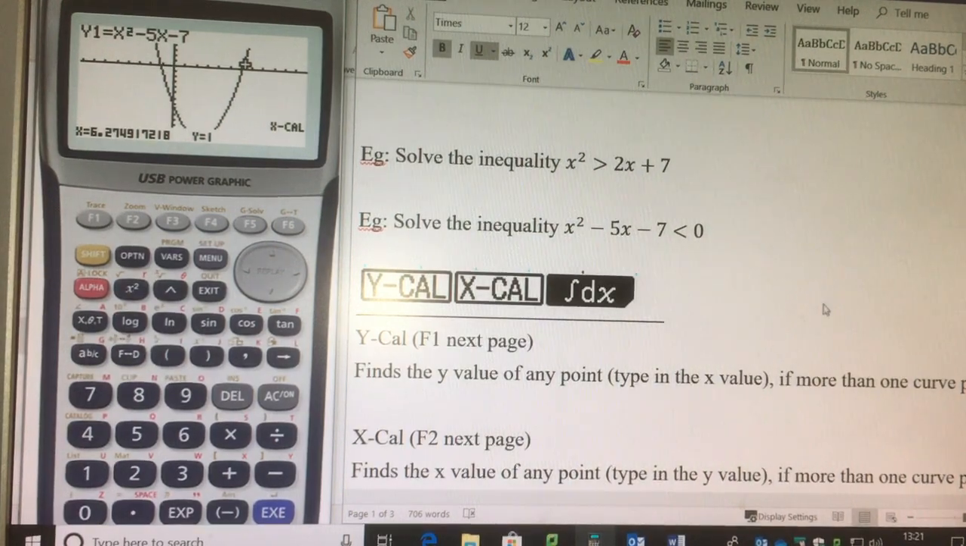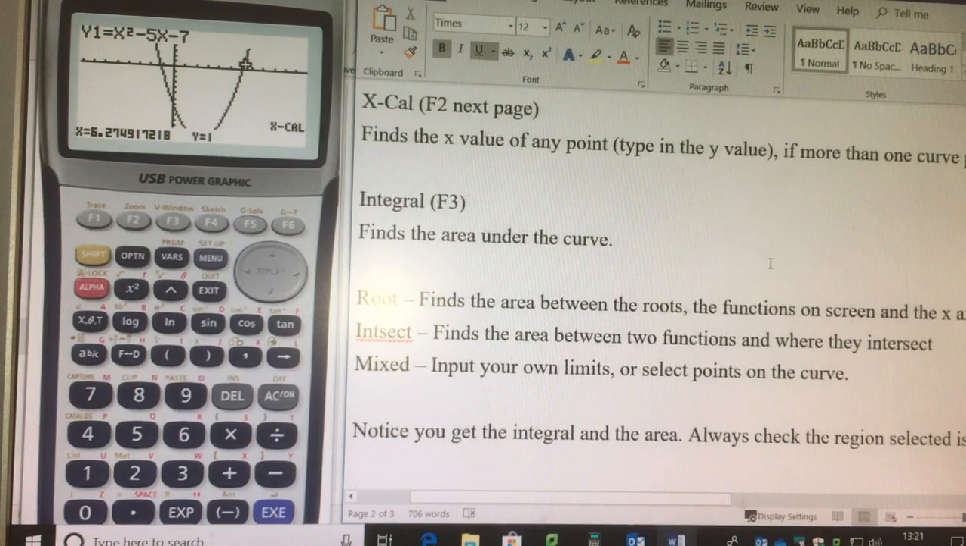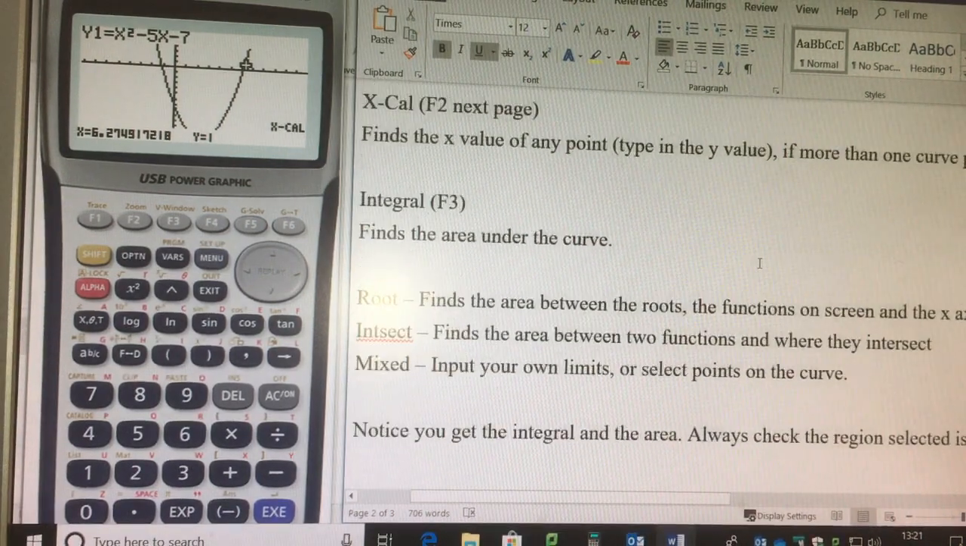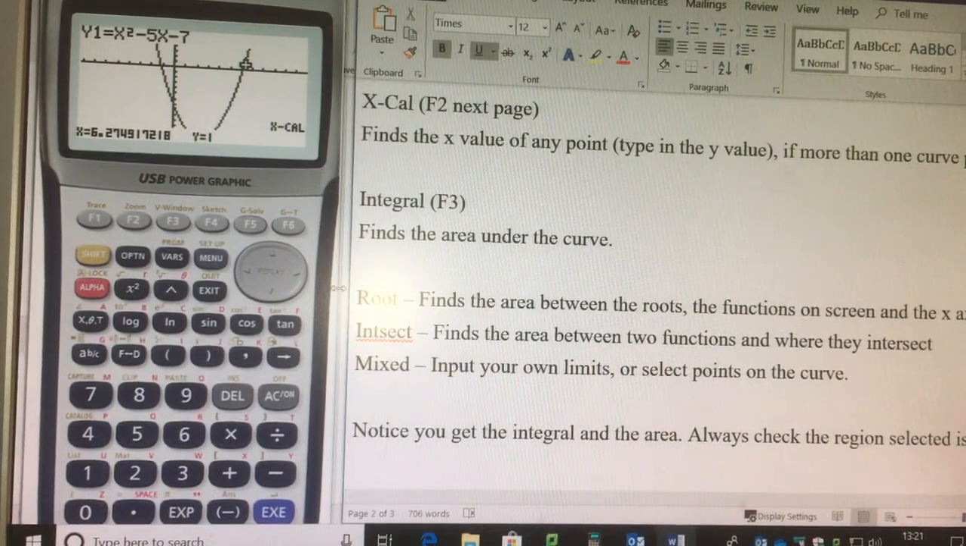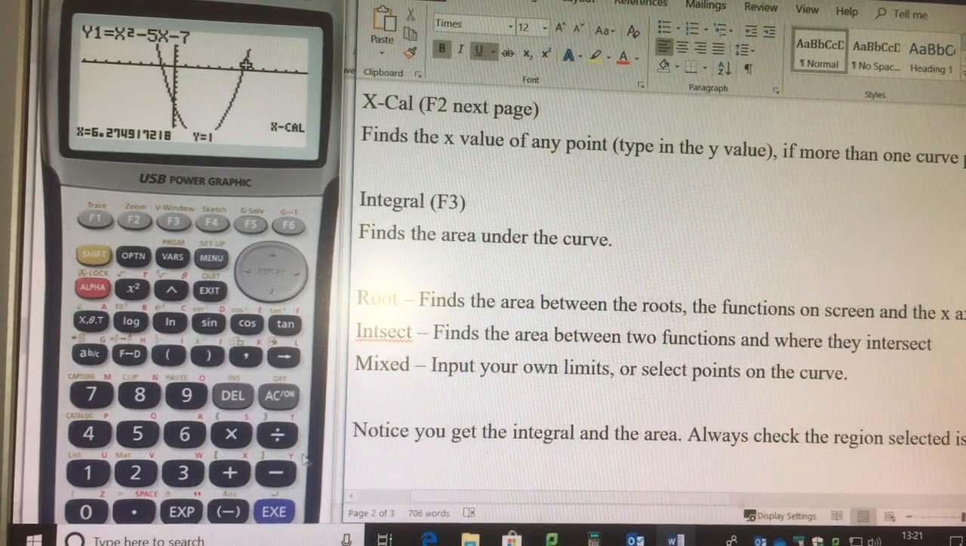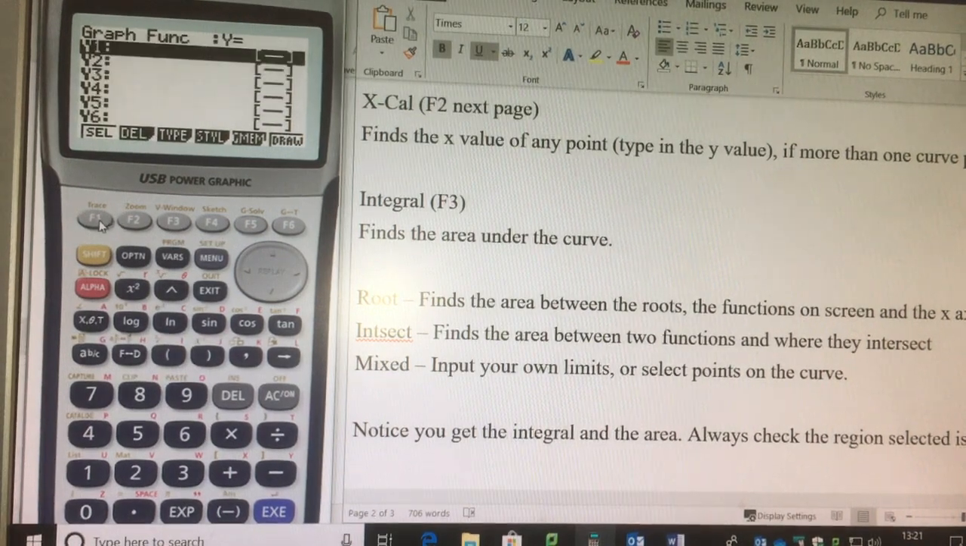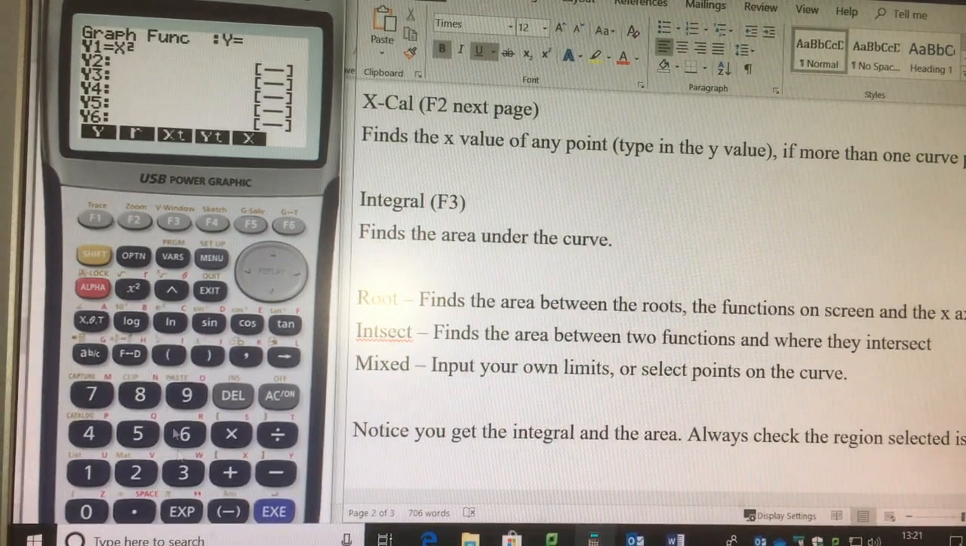Okay, integral then. Cool. Integral is interesting. There's a few ways to use it. So it finds you the area under the curve. I think if we plot, what should we go for? Let's try plotting x squared plus 2. So if you go back up, delete the one we've done. X squared plus 2.